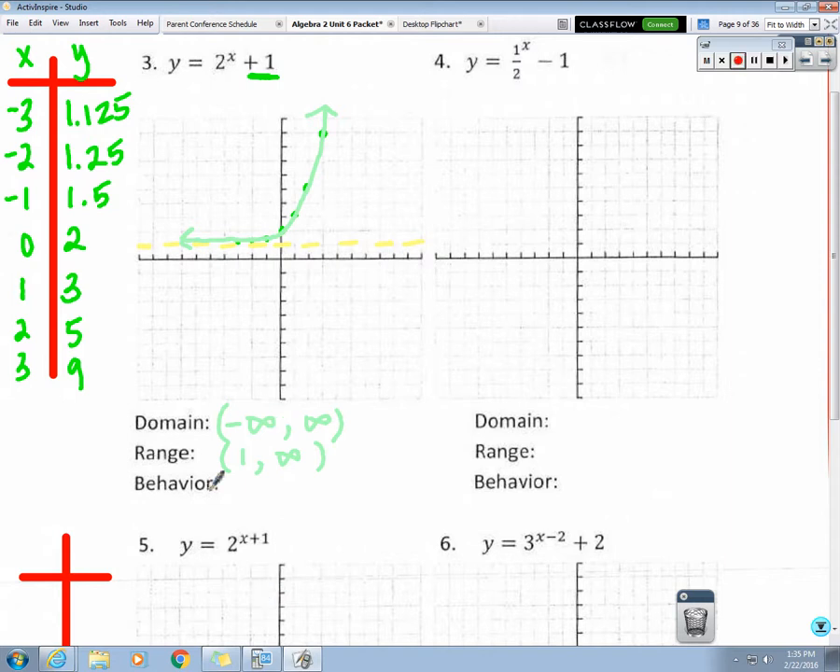Okay, now the behavior, is it increasing or decreasing? Increasing. It's a growth, right? And how could we have already known it was a growth before we ever put it on the graph? The b value is 2, and if your b value is greater than 1, it's a growth. Okay, where is it increasing from? Okay, look, this arrow means that it goes forever. So when did it start increasing? Negative infinity. And when does it quit increasing? Never. So positive infinity. That will always match whatever you put for the domain, which is always negative or positive infinity.